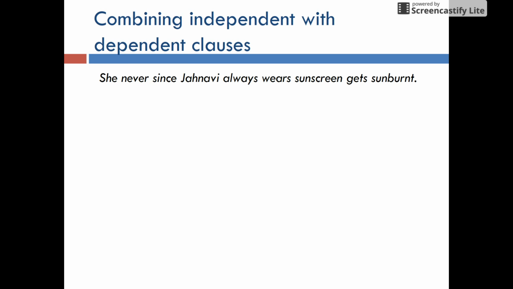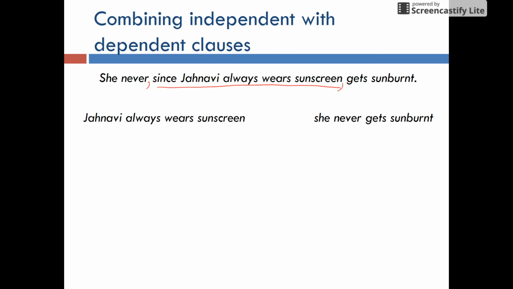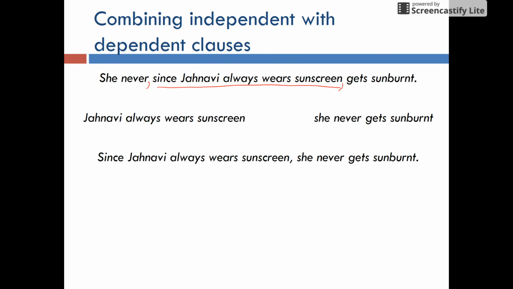Here's another example. She never, since Janavi always wears sunscreen, gets sunburnt. So we've got a couple of ideas here. Janavi always wears sunscreen and she never gets sunburnt. But we've got one clause interrupting another clause. She never, since Janavi always wears sunscreen, gets sunburnt. So let's make this more straightforward and direct. Since Janavi always wears sunscreen, she never gets sunburnt.